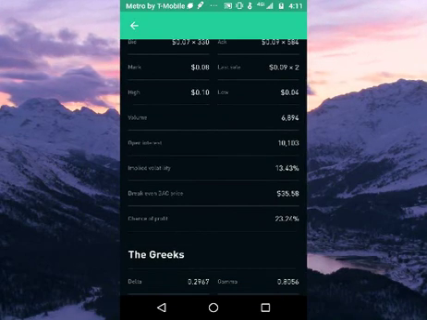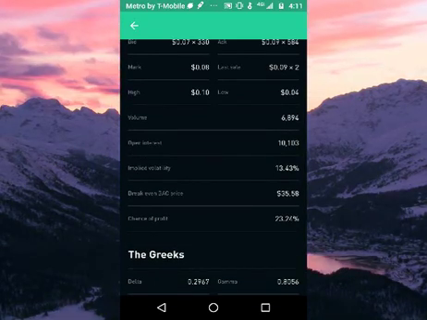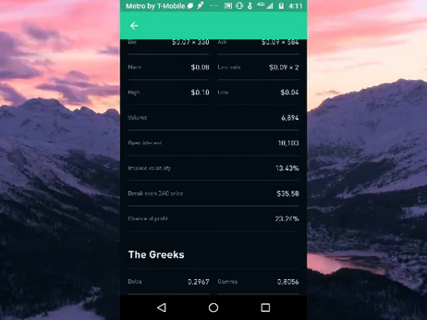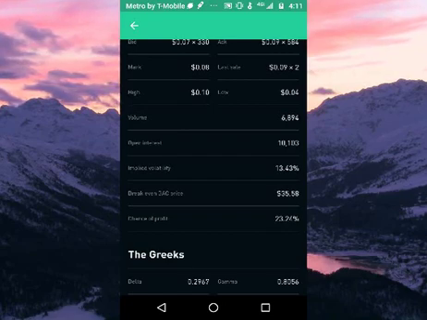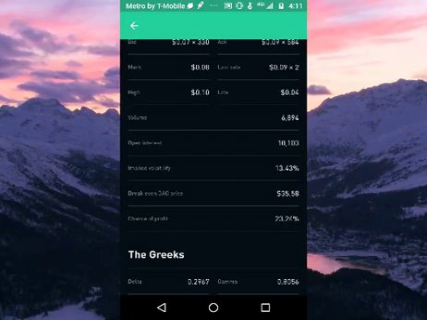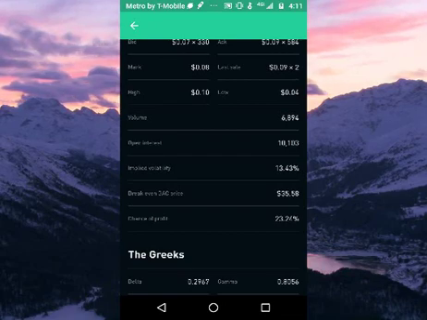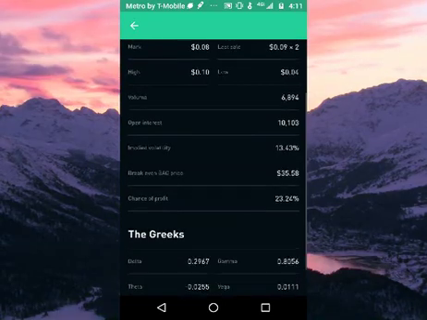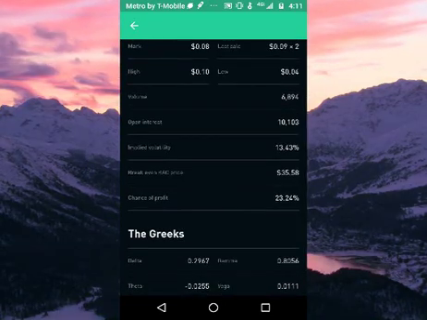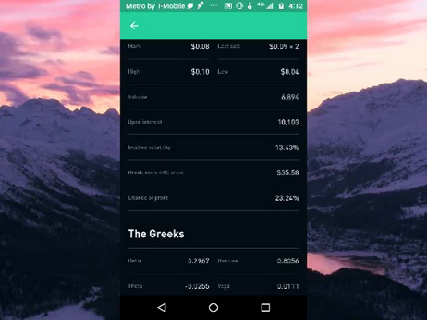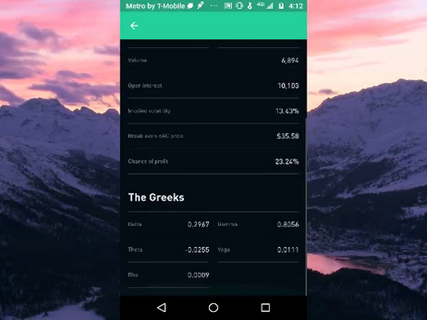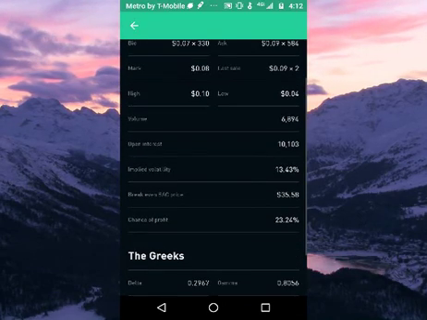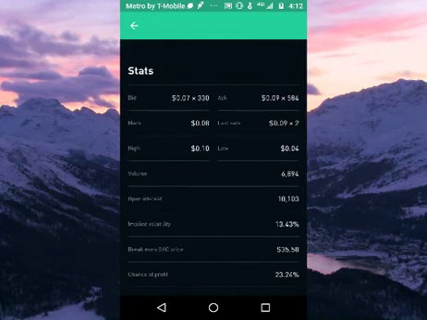And the break-even price for this contract is going to be $35.58. As we talked about, you can calculate the break-even price by adding the strike price plus the premium that you paid. That is going to give you the break-even price for your call contract that you're going to buy. And it also shows you the chance of profit, which is going to be 23.24%. And the Greeks, as we can see over here, the theta is minus 0.025. As time goes by, the contract is going to go down.